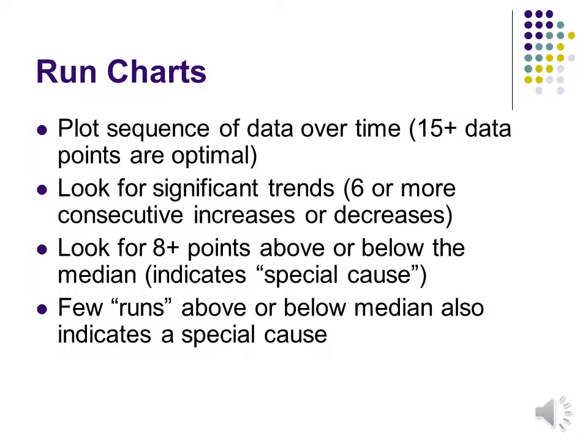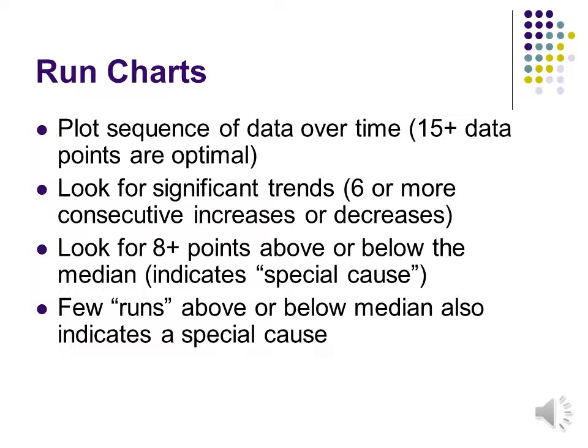The way you construct a run chart is you plot a sequence of data over time, usually 15 or more data points. You look for significant trends, so 6 or more consecutive increases or decreases. Remember we started with wondering how do you tell if this is significant or not? When is there really a statistically significant trend?